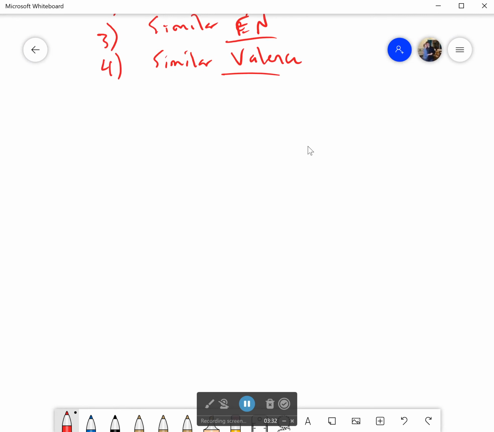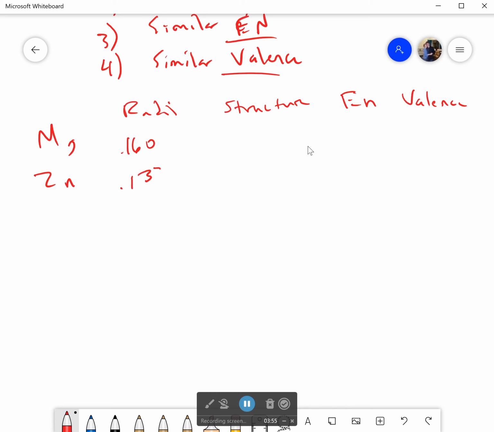Now, how about magnesium and zinc? Okay, magnesium, zinc, radii, and once again, you're going to have to look these up in your book. I magically know them because I'm your teacher, but you might not, and that's okay. You're not expected to memorize these. And what do we have here? Well, we got 0.160 and 0.133. Hexagonal close packed for both of these. Electronegativity of 1.3 and 1.7. And finally, valence of +2.